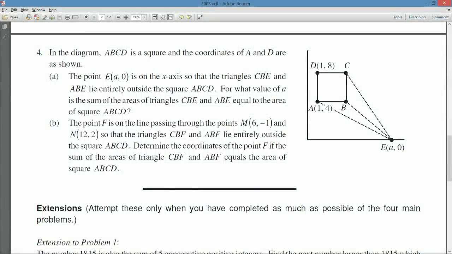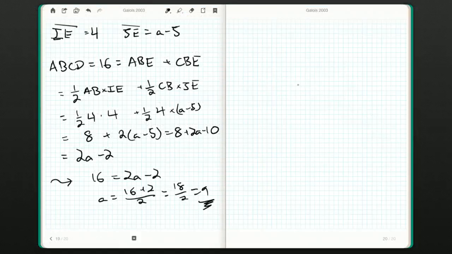For what value of A is the sum of the areas of the triangles equal to the area 16? All right, so we plugged in the equation for the area of the two triangles, and we got something in terms of A. We solved for A, and we got a value of 9. Fantastic. Okay. So, is that all? Is that all that's left? Did that all work correctly?